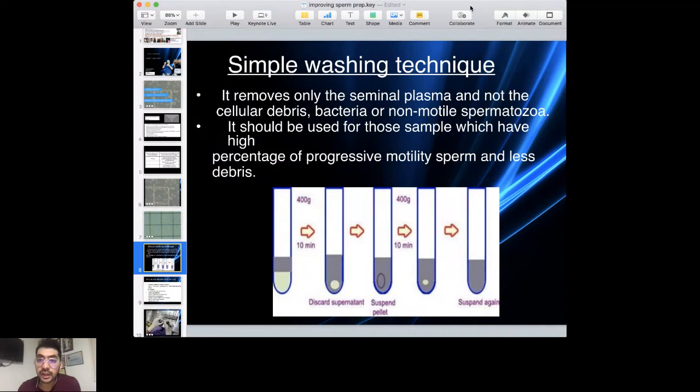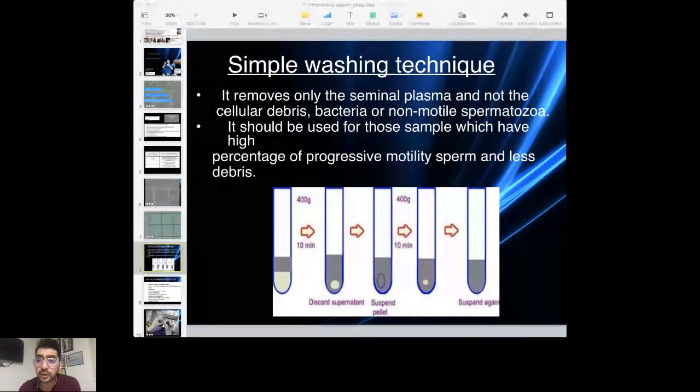There are people who ask me, why do you actually do simple wash then? Can anyone answer that question for me? When you're concentrating even dead sperms, non-motile sperms, etc., into the pellet, why do you want to still use simple wash? So Nivedita has an answer here. She says that there is less ROS. Anyone else has any answers for this question?